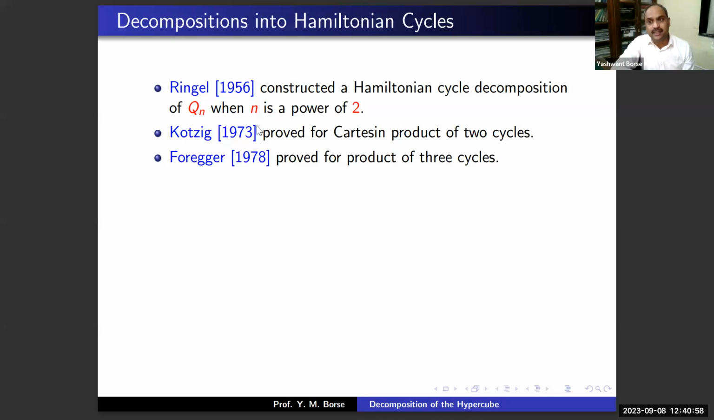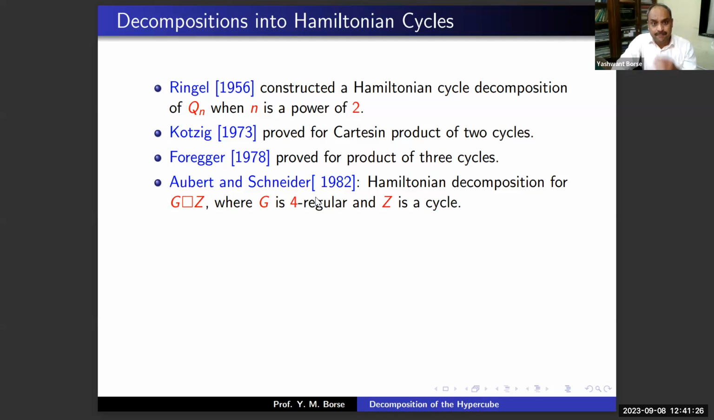Attempts were made to find Hamiltonian decompositions of the Cartesian product of cycles. So it is Cartesian, there is a spelling mistake here. Korzik did it for 2 cycles. So the Cartesian product of 2 cycles can be decomposed into 2 Hamiltonian cycles, he proved. Fourier extended this result to 3 cycles.